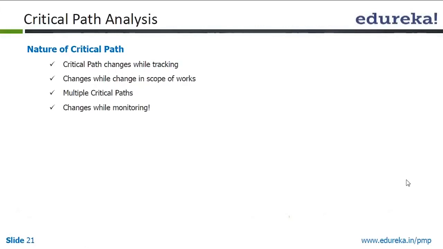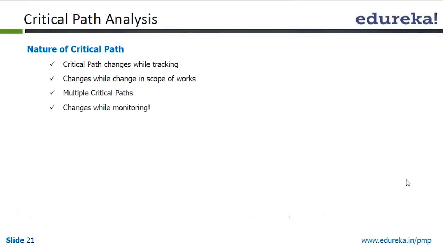So what we said is critical path might change while tracking. As you are progressing, certain activities may be completed earlier, or certain activities may be completed later than what is expected. In both cases, mainly when we are doing a late activity, it may have an effect on the critical path, where certain activities may go out of the critical path and certain activities may get into the critical path. So as a project manager, we need to constantly check the critical path condition.